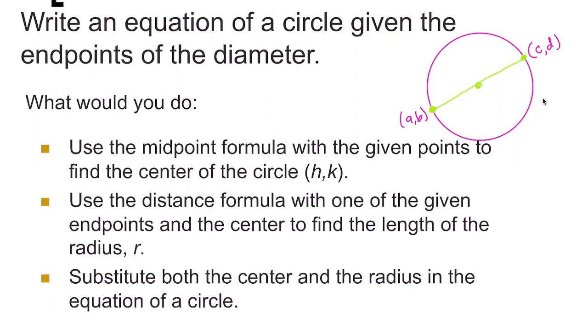Now, if you think in terms of an equation of a circle, we need the center of my circle and I need the radius of my circle. And if they're giving me these points on the diameter, they're not giving you any of that. So we have to be able to find it.